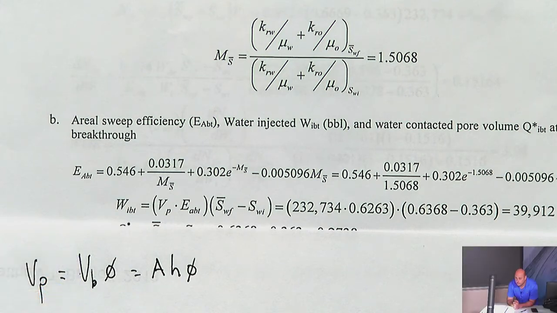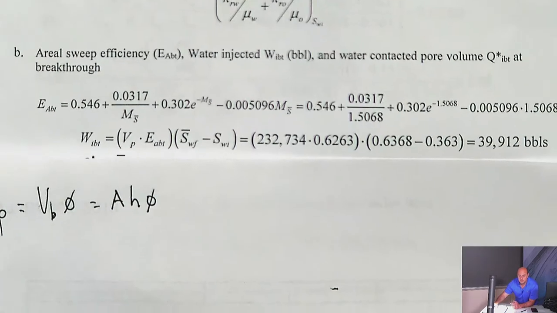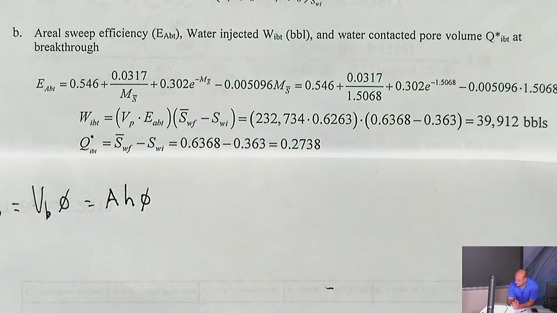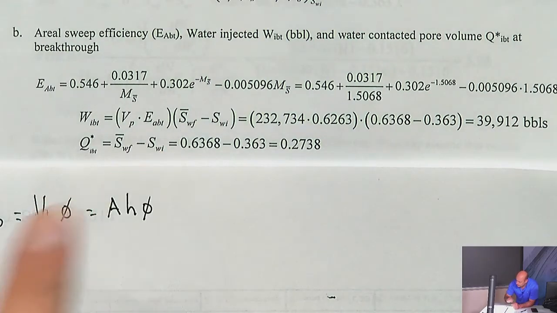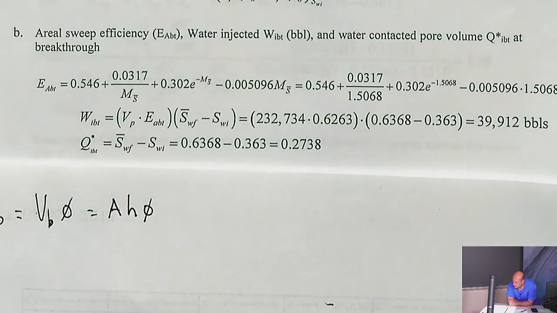And then what about QI star BT? Okay, that one's simple. That one's just the WIBT divided by VP EABT, or SWF bar minus SWI. And that is 0.2738. And remember what this Q is. It is a dimensionless time.